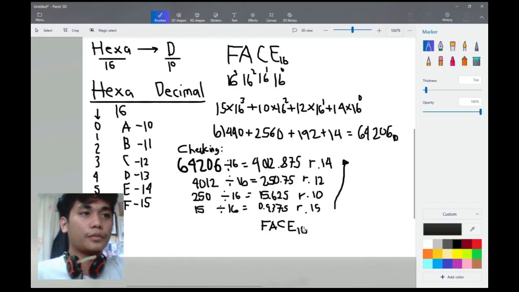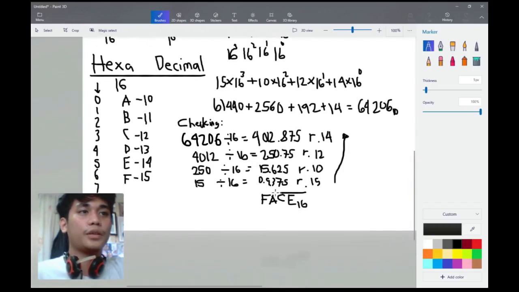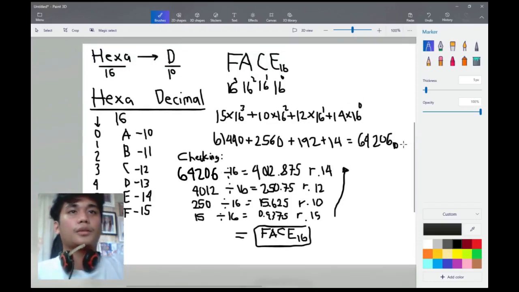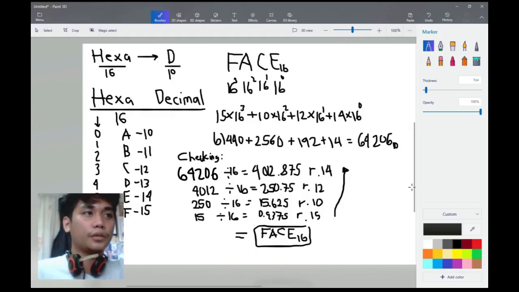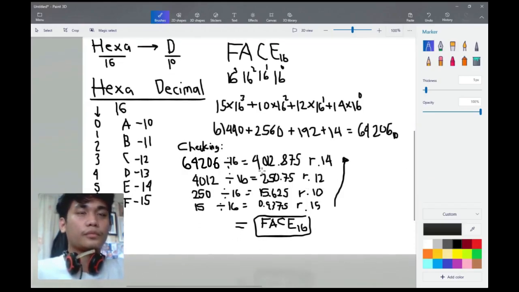So there we have it. We have FACE base 16. So that's how to convert a hexadecimal to decimal, and the checking to prove that FACE is equal to 64,206, and 64,206 base 10 is equal to FACE base 16 in hexadecimal.